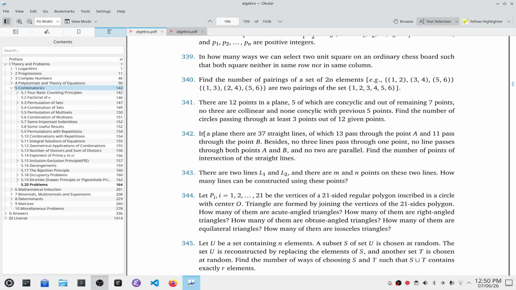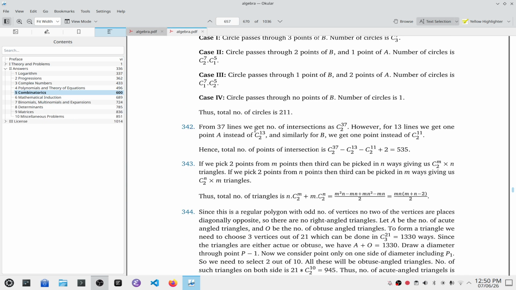Question 342 says that in a plane there are 37 straight lines, of which 13 pass through the point A and 11 pass through the point B. Besides, no 3 lines pass through one point, no line passes through both points A and B, and no 2 are parallel. Find the number of points of intersection of the straight lines.